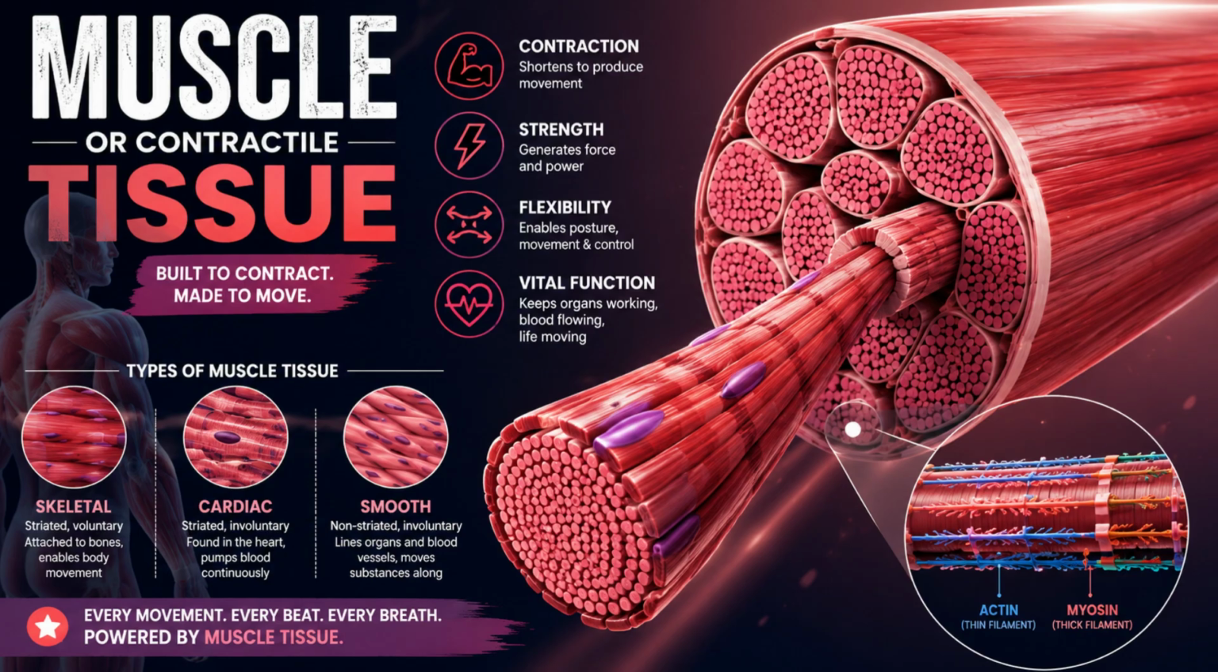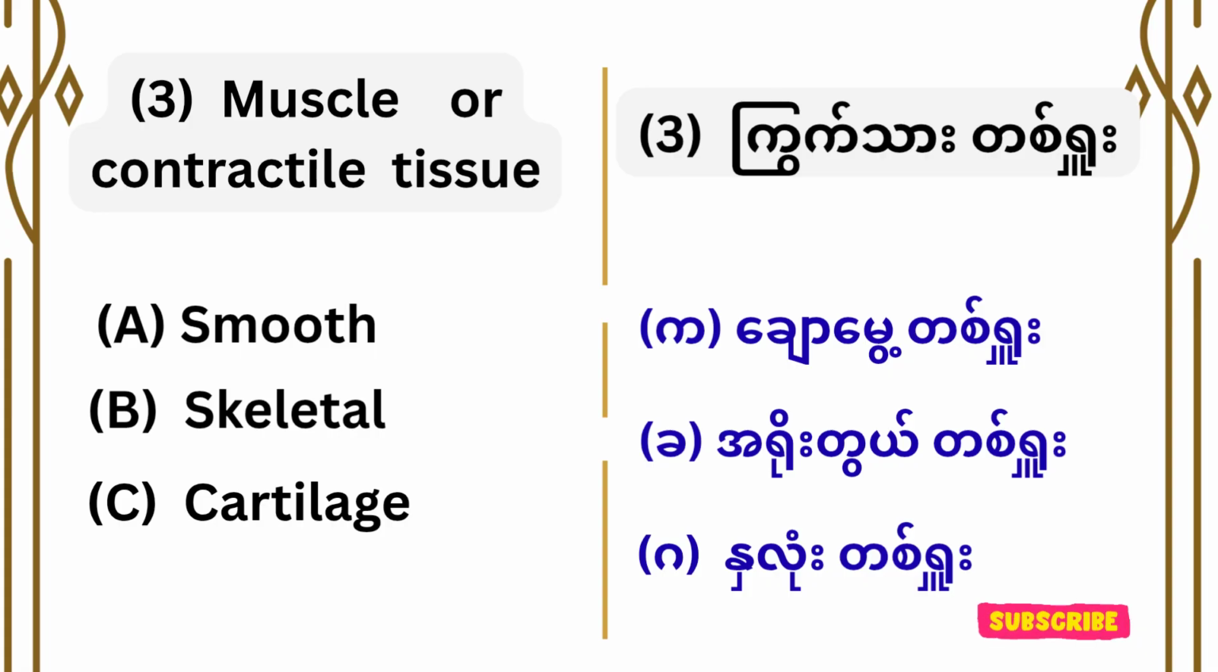3. Muscle or contractile tissue: A. Smooth, B. Skeletal, C. Cardiac.